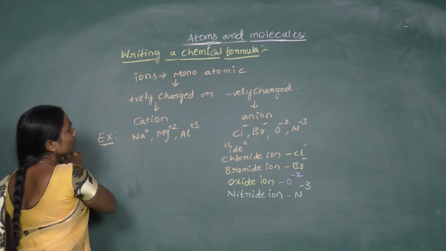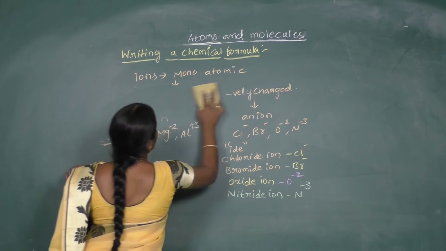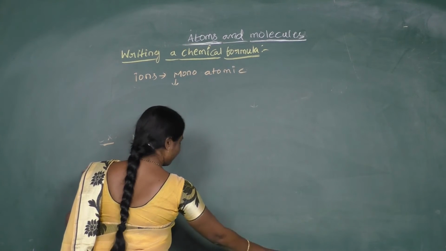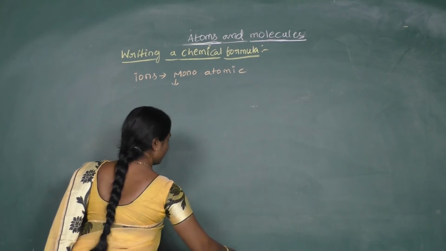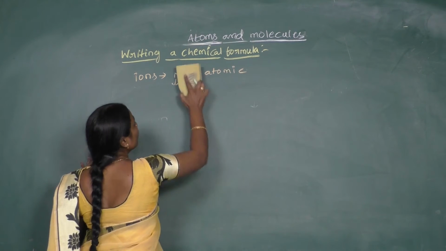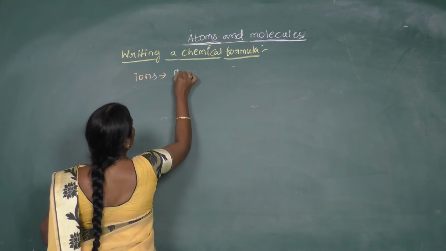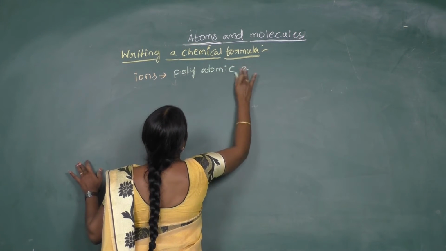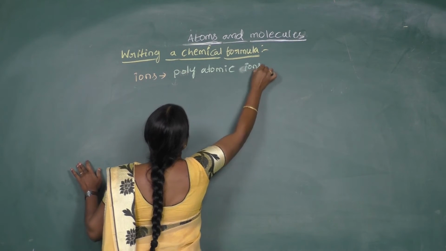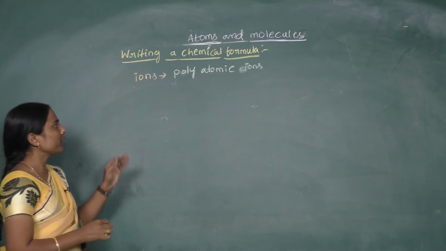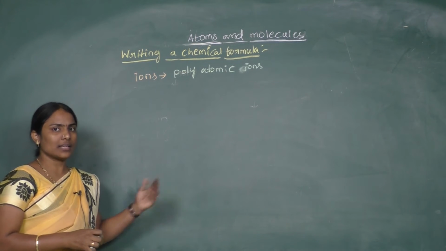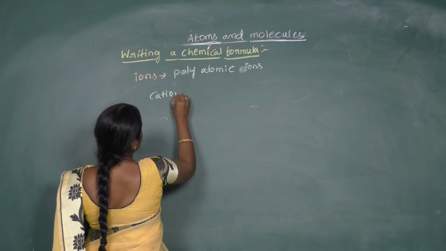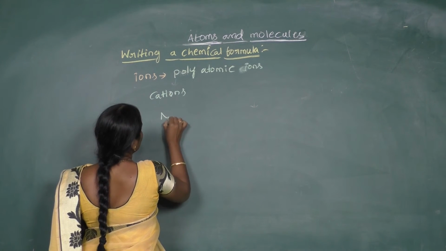Now let's discuss polyatomic ions. Again, in polyatomic ions we can have cations as well as anions. So first, cations.